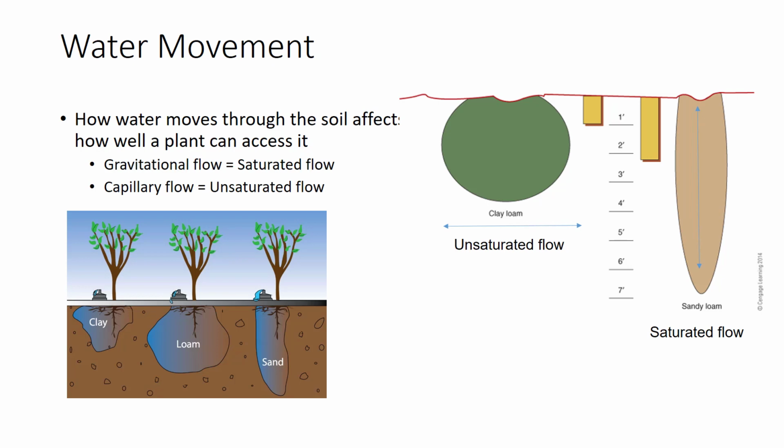Saturated flow downward is the movement of gravitational water, usually percolation. It occurs most rapidly in coarse soils with large pores. Unsaturated flow is the movement of water from moist to dry soil, high to low potential, by capillary action in any direction. Large pores in sand inhibit unsaturated flow.